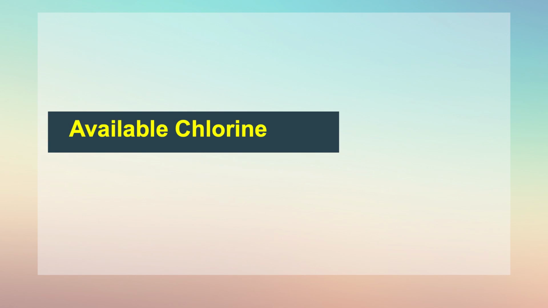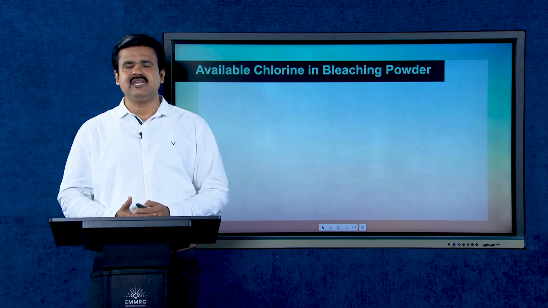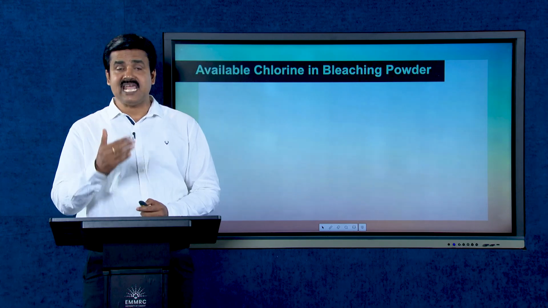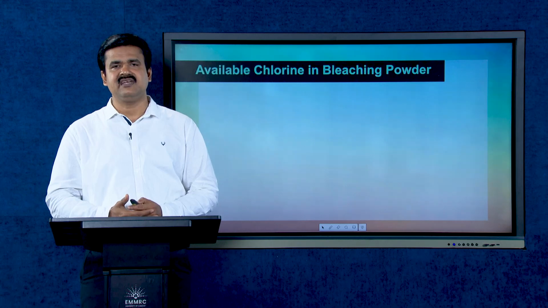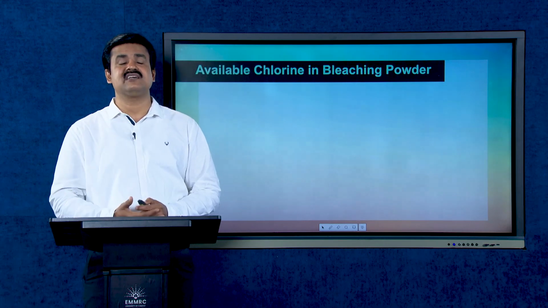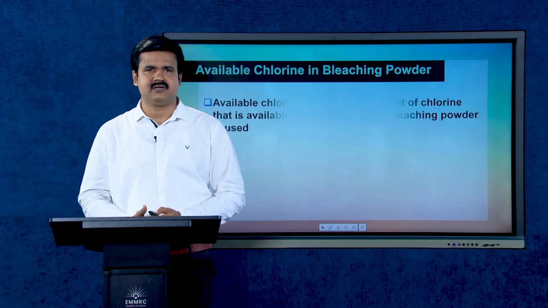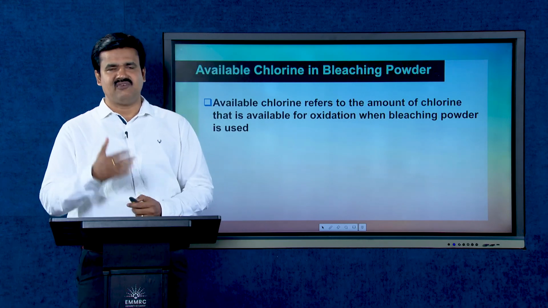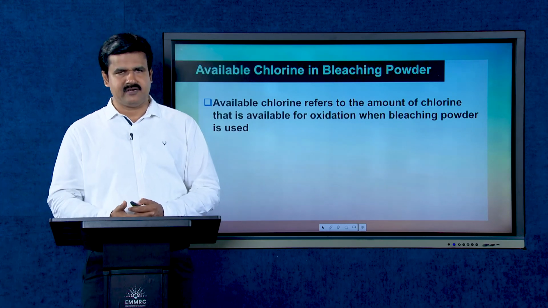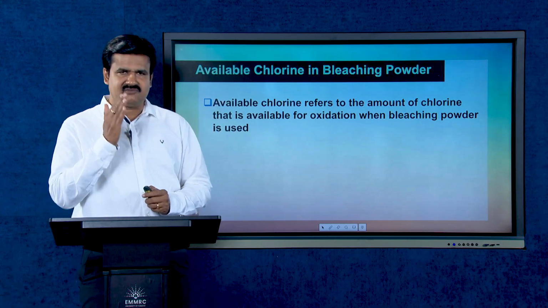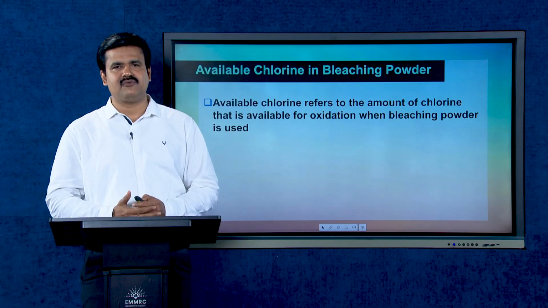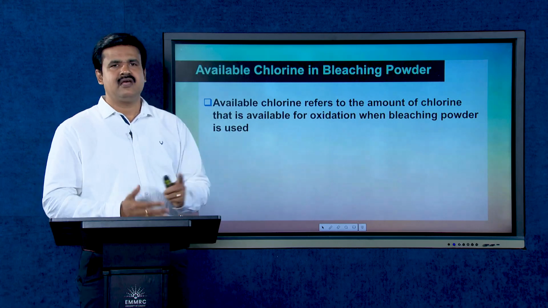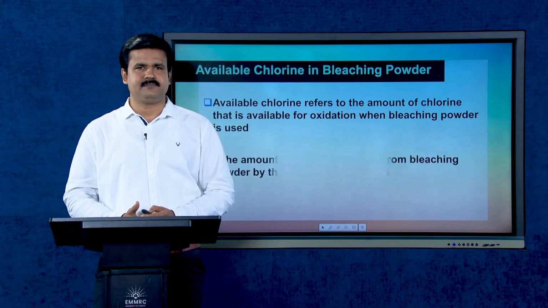Now, available chlorine. Available chlorine in bleaching powder. The aim of the present experiment is to evaluate available chlorine in the bleaching powder, or to estimate the chlorine content in bleaching powder. Now the question arises, what is meant by available chlorine? Available chlorine refers to the amount of chlorine that is available for oxidation when bleaching powder is used.